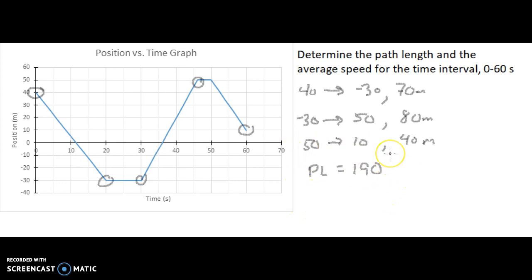And that's different from displacement, where you just need the final and the initial points. So the path length covers the total path traveled.